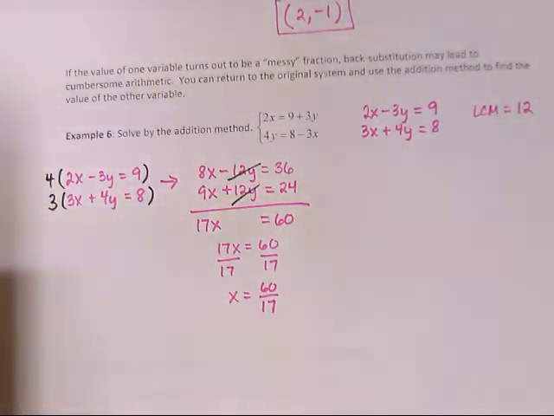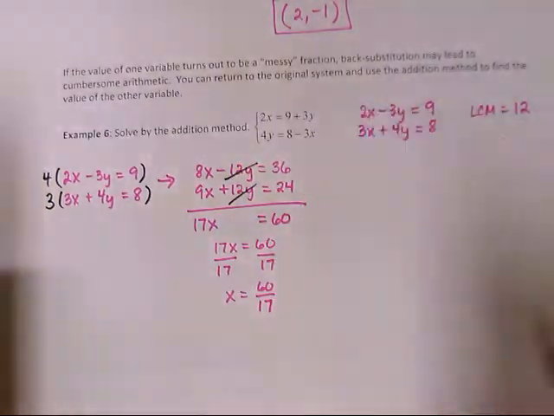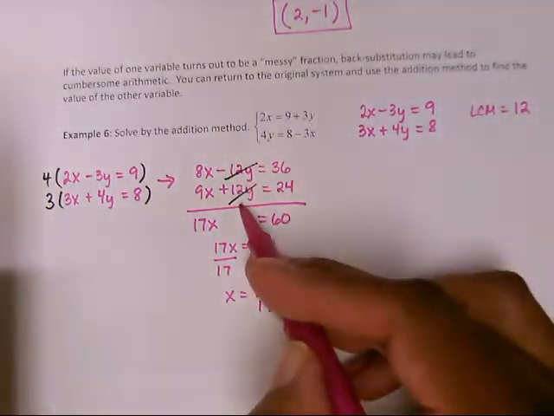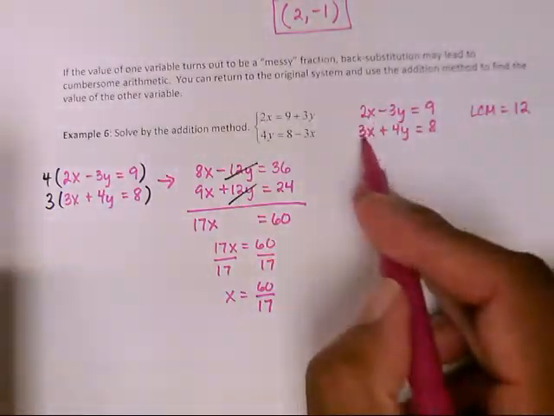Now, as you can see, I have a, quote, messy fraction. And if I was to do back substitution by replacing the x in either one of those equations, I'm going to be coming up with some fractions that might be difficult to simplify. So this is where we return to the original equations and use the addition method again to eliminate the other variable. In this case, we eliminate the x's here.